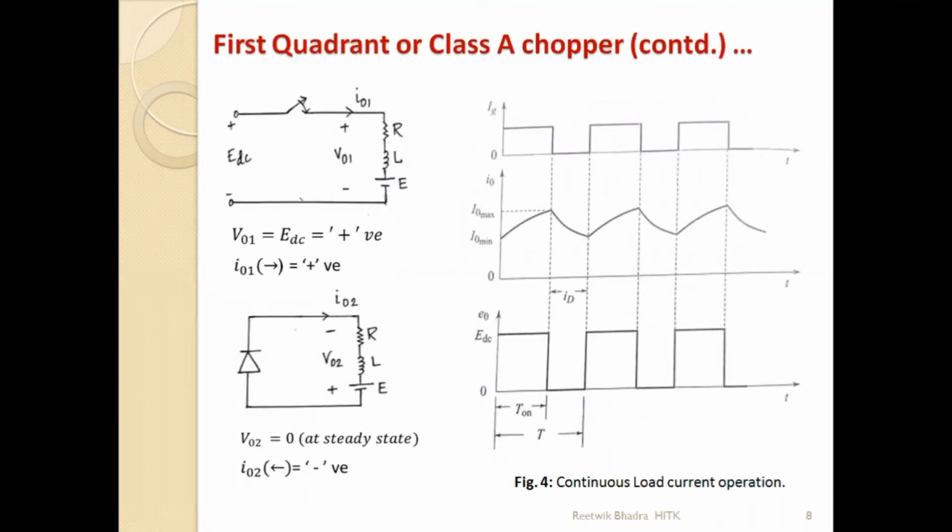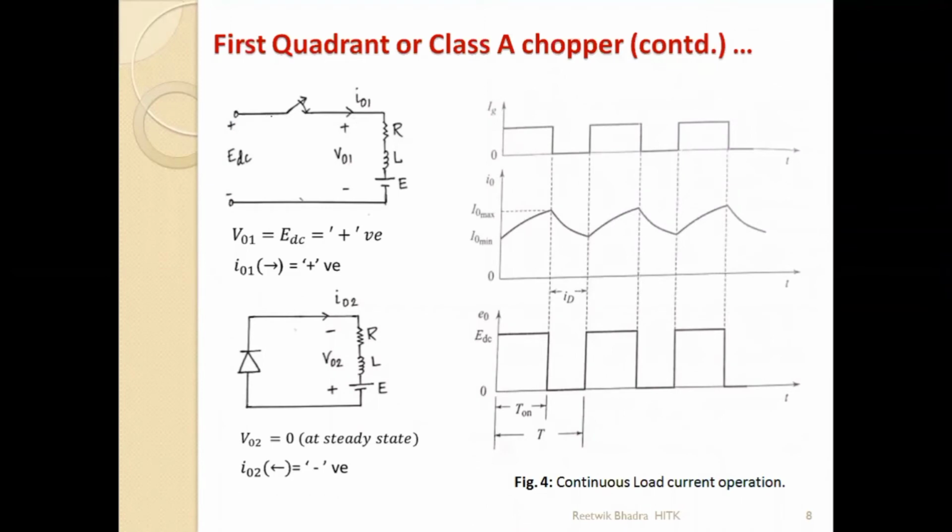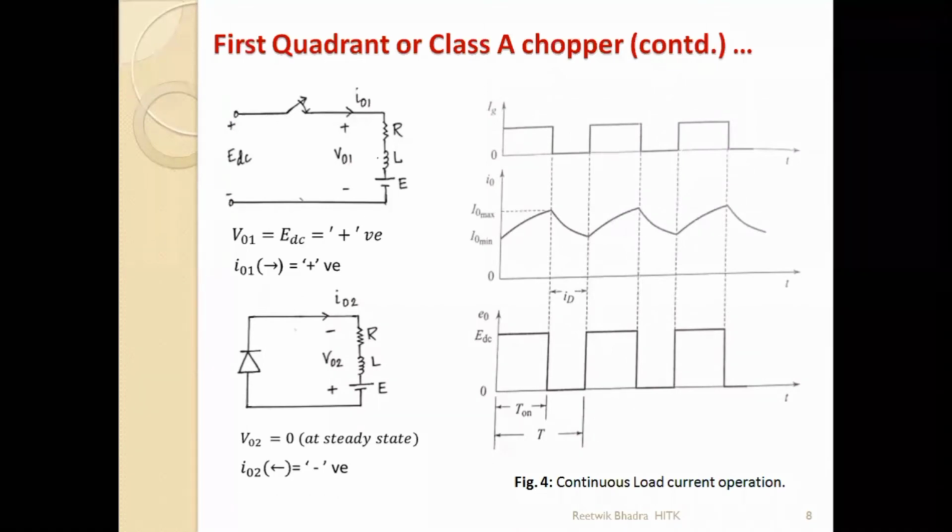Okay. See, when switch is on, what happens? It starts from EDC plus, goes to switch, then RLE back to minus. Correct? When switch is off, this load acts as my source, it will discharge through this diode. So in the first circuit I have taken two things, one is I01, one is V01. Now since current is flowing from EDC plus in this direction, I01 is given in this direction only.